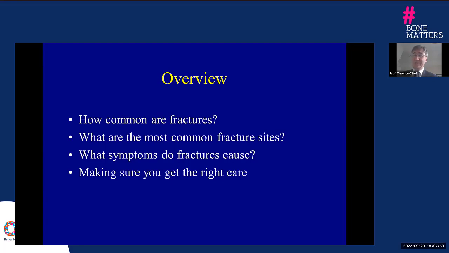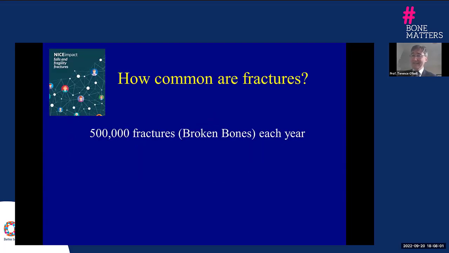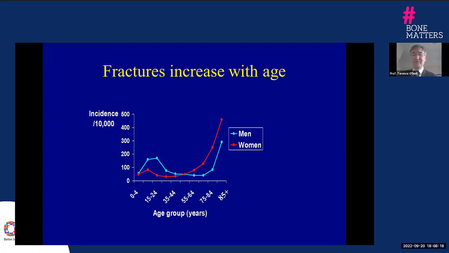So in relation to my first question, how common fractures are, the answer is very common. Based on a recent report from NICE, it was estimated that there are about 500,000 fractures which occur each year in the UK. And that's a big number. Fractures, we know, also increase in frequency with age. And this graph shows data from the UK and shows that the frequency of fractures increases quite rapidly with age, from around the late 50s in both women, shown here by the red line, and in men, as shown here by the blue line.